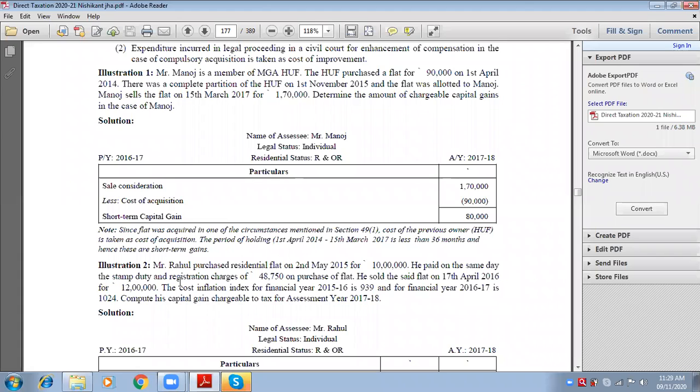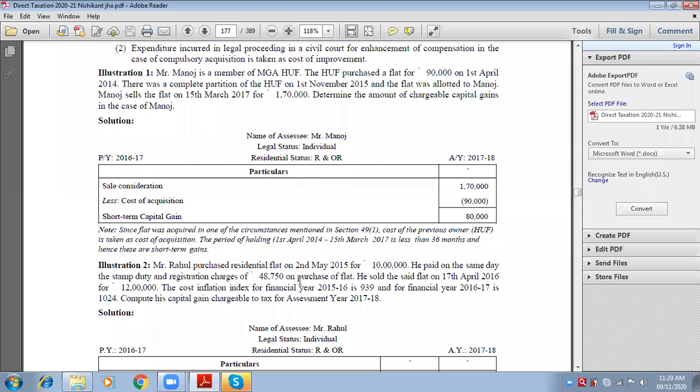He paid on the same day the stamp duty and registration fees, charges of rupees 48,750 on purchase of the flat. Okay, so registration and stamp duty are included in the cost, no? Registration duty, stamp duty while purchasing, you will include in the cost. So my total cost is not 10 lakhs. It is 10 lakhs 48,750.